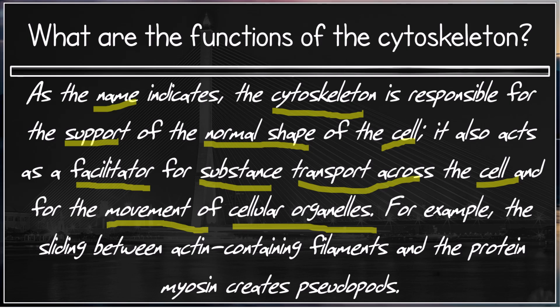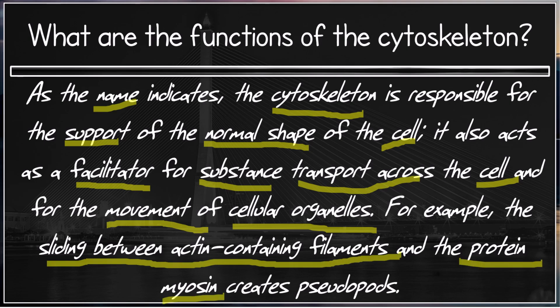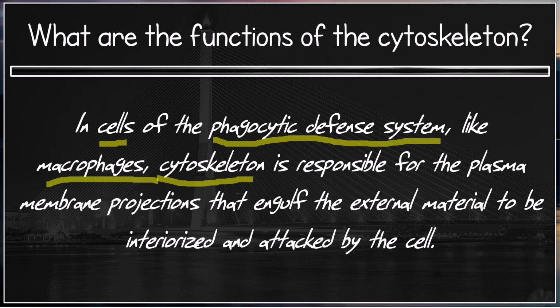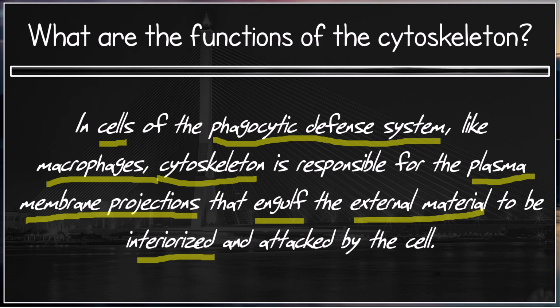For example, sliding between actin-containing filaments and the protein myosin creates pseudopods. In the cells of the phagocytic defense system, like macrophages, the cytoskeleton is responsible for the plasma membrane projections that engulf the external material to be internalized and attacked by the cell.